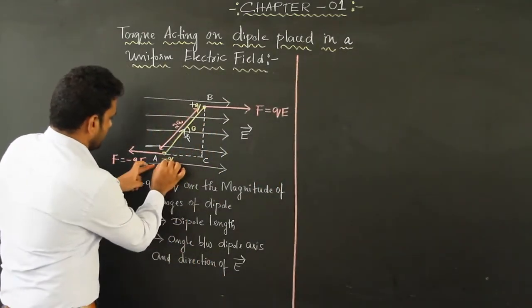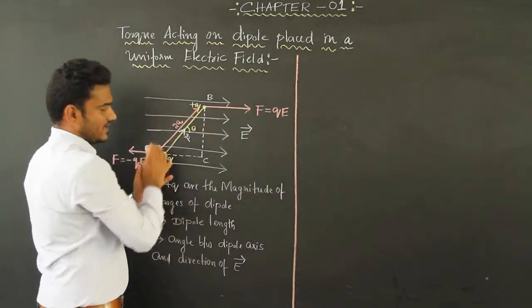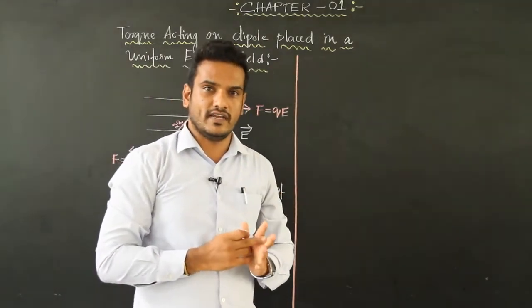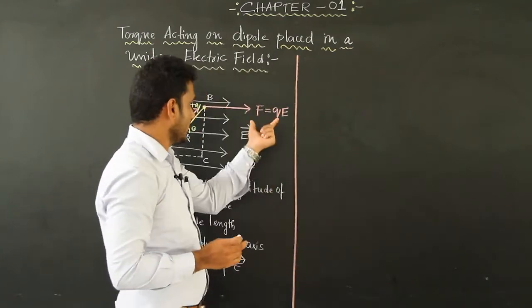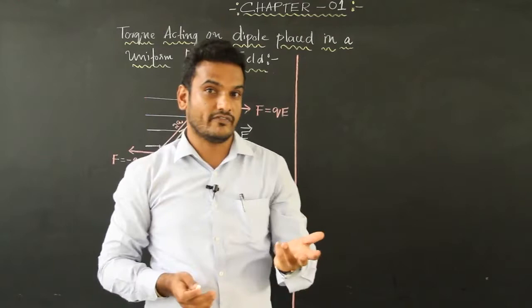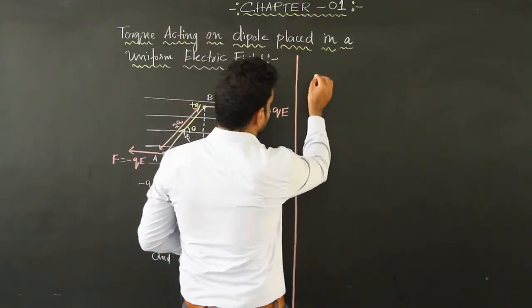Now look at this, negative charge and positive charge, a dipole placed in uniform electric field. When a charge is placed in a uniform electric field, it experiences force. The magnitude of the force is given by F is equal to Q into E. How does it become F is equal to Q into E? Let us understand by using a small diagram.